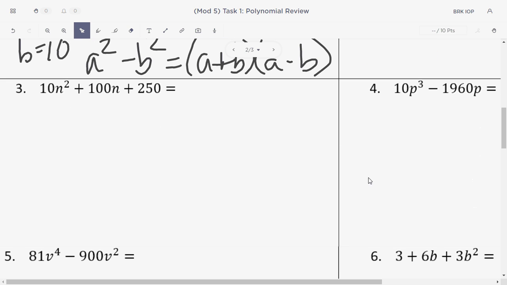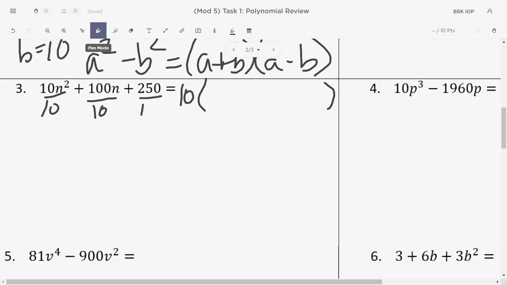Okay. On number 3, we're also going to pull out the GCF, and then what we're going to be left with is a trinomial. So this one, they all end in 0, so it's going to have a 10 as my GCF. And then I'm going to divide each of them through by 10. So I'm going to get n squared plus 10n plus 25. And then I do recognize that as a perfect square trinomial.